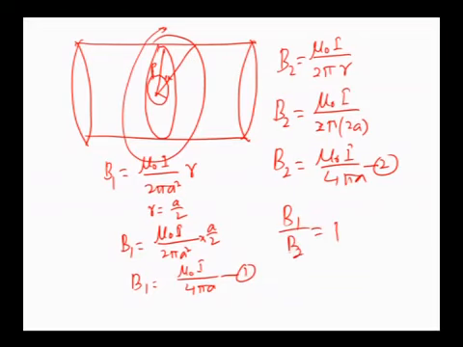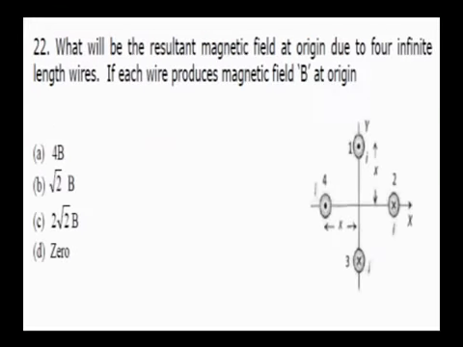So now we'll move to the next question, that is question number 22. What will be the resultant magnetic field at the origin due to 4 infinite length wires? We know the expression of magnetic field produced by infinite length wires, that is B equals mu naught I dot by 2 pi R. Anyway, we are not using this expression here because all the options we have to express only in terms of B, not in terms of mu naught, current or distance. So if each wire produces magnetic field B at the origin, then what is the resultant magnetic field?